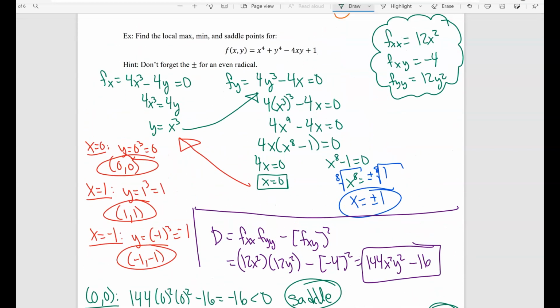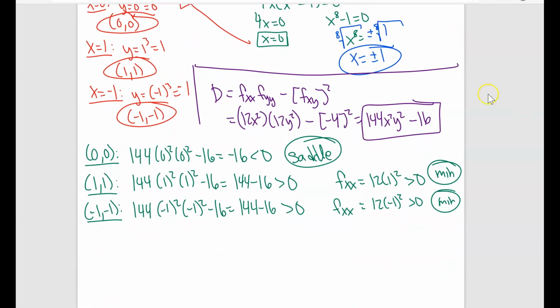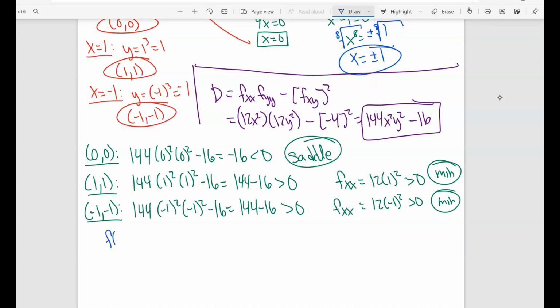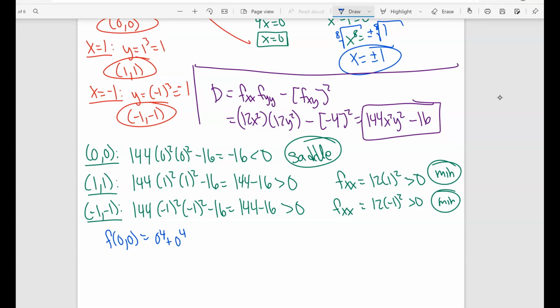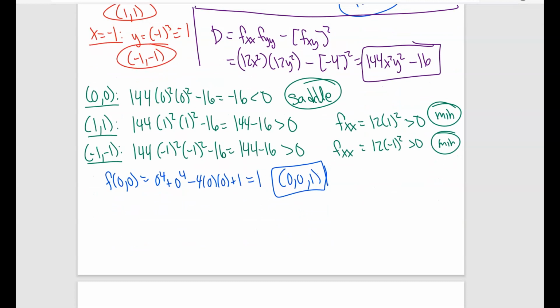Also, don't forget about your values of z, so that way you have all the points complete. So I'm going to go ahead and plug them in. At 0, 0, so f of 0, 0. I'm going to plug it in, so it's going to be 0 to the 4th plus 0 to the 4th minus 4 times 0 plus 1, which gives me 1. So the whole point will be 0, 0, 1. So remember, that's a saddle. If I were to plot it, it would be a saddle.